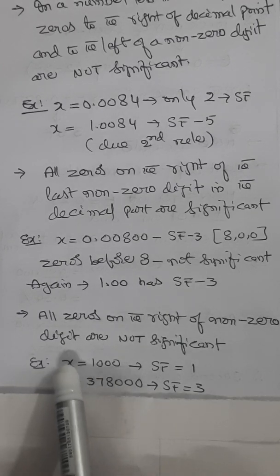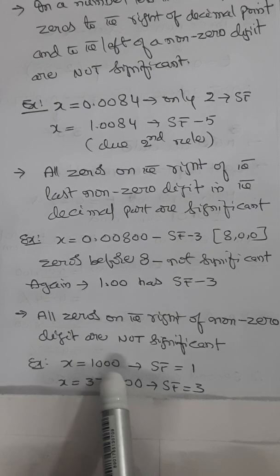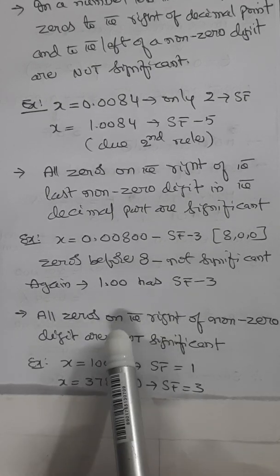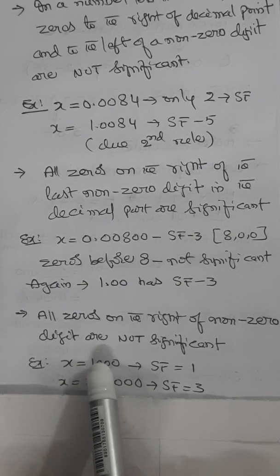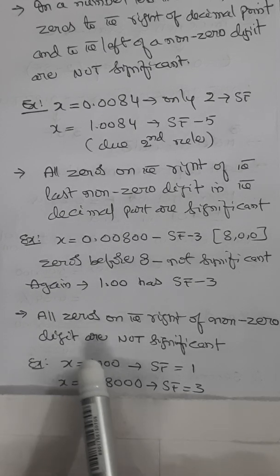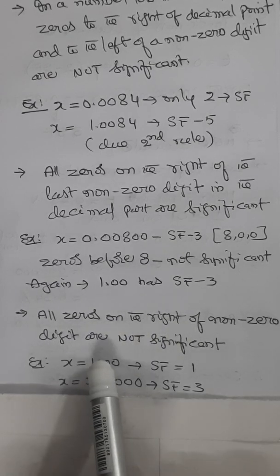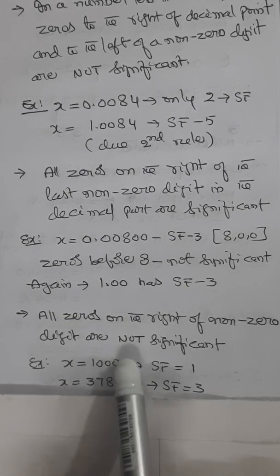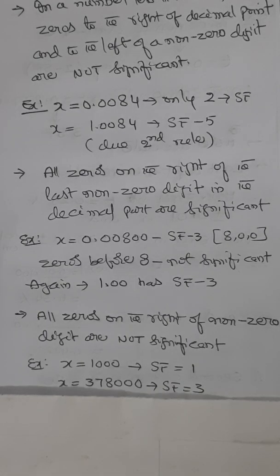For example, you take a value x equal to 1000. As per this rule, all zeros on the right of a non-zero digit, 1 is the non-zero digit here. So to the right of this non-zero digit, these zeros are not significant. Therefore, the number of significant digits here is equal to 1 only.